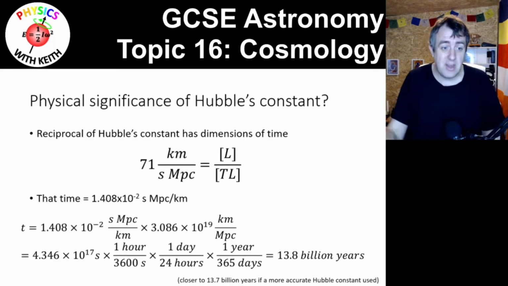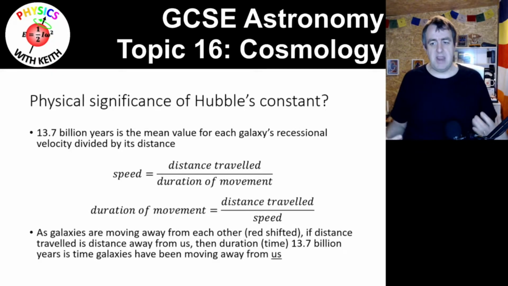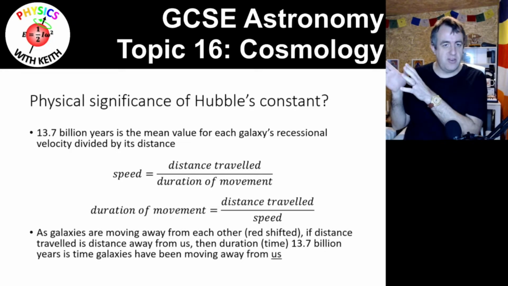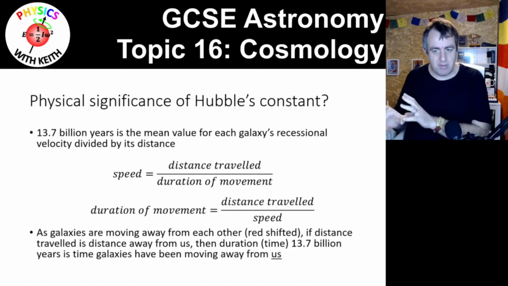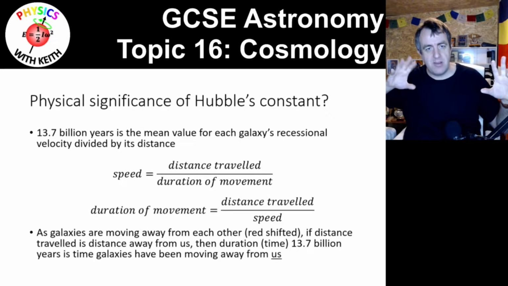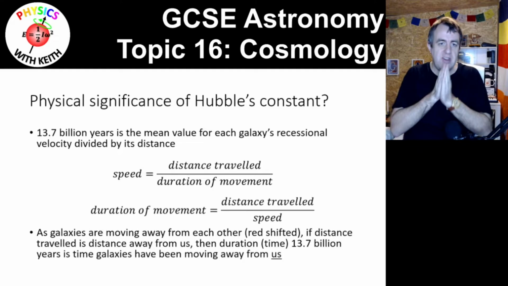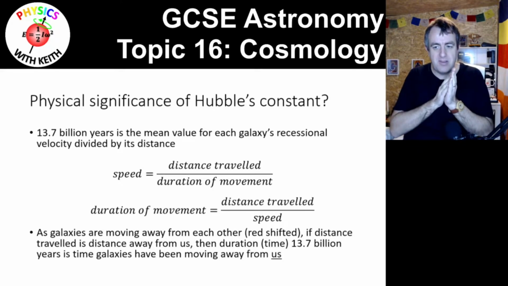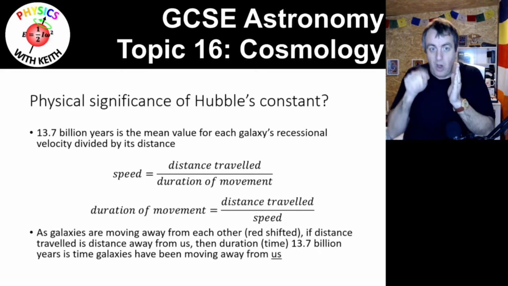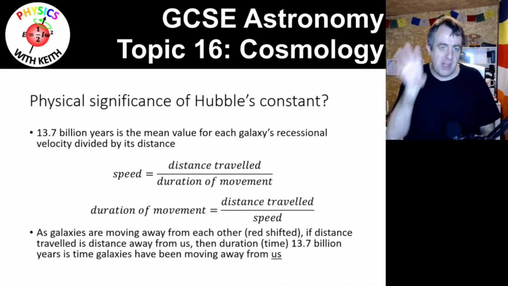What's the physical significance of 13.7 billion years? Well, speed is distance divided by time, or duration of movement, as I've called it here. So the duration of movement is the total distance travelled divided by the speed they travel. So if all the galaxies are moving away from us, and they've been moving for the same amount of time, and they've travelled a distance equal to their distance away from us, then they were all here at this point in space that amount of time ago.